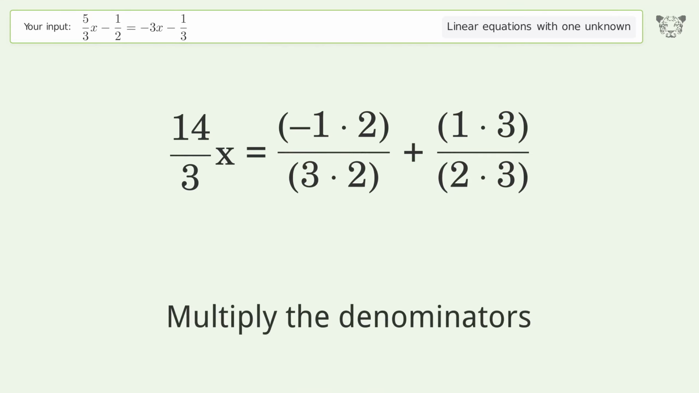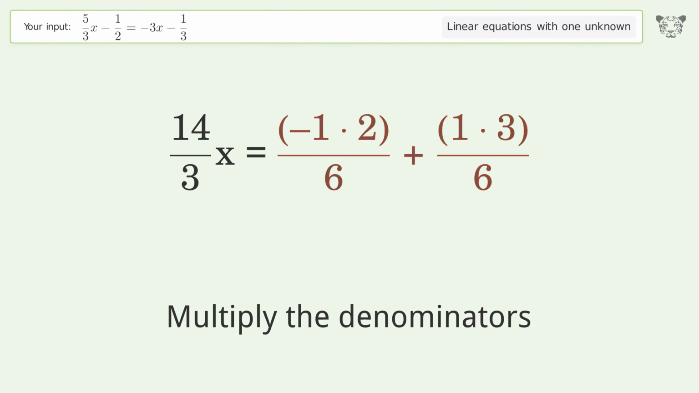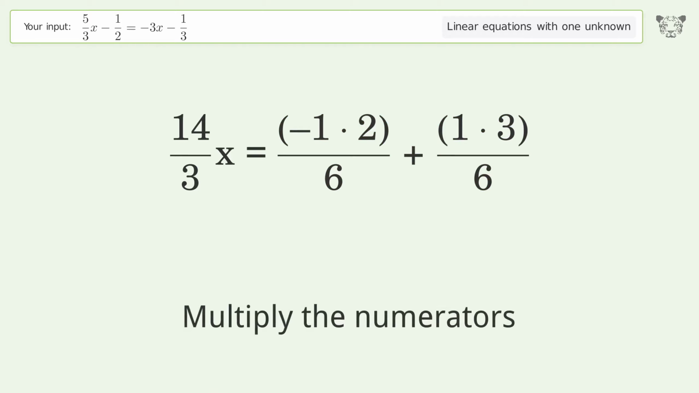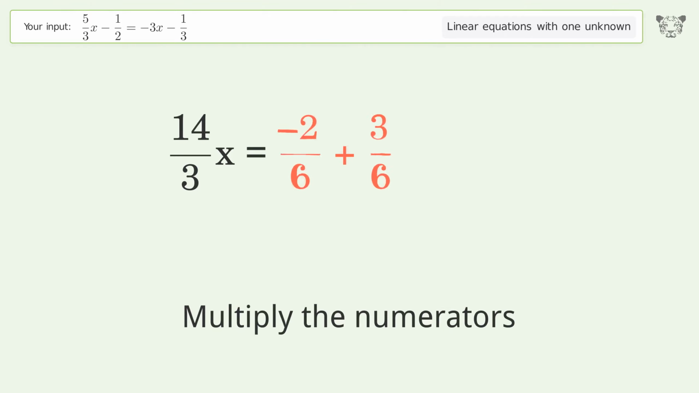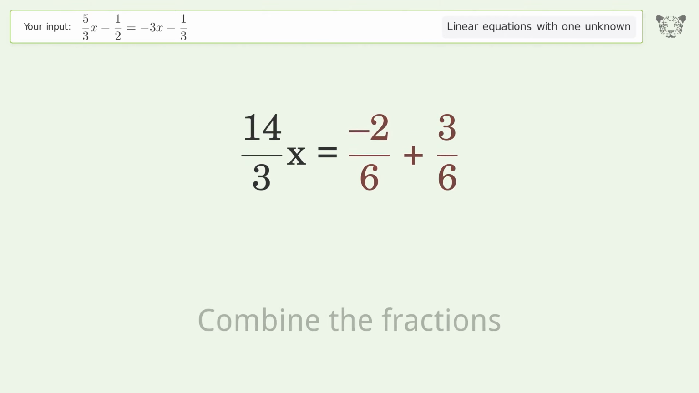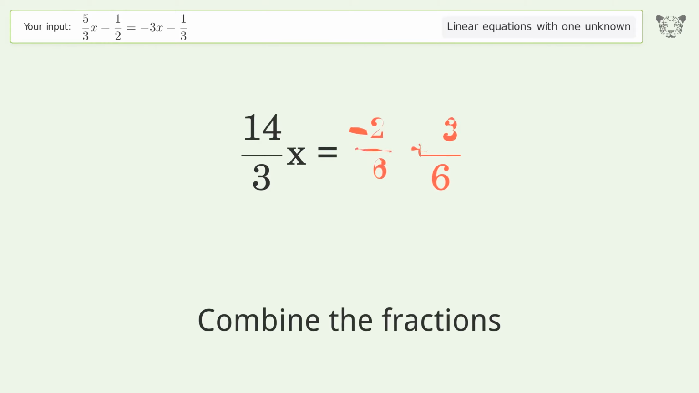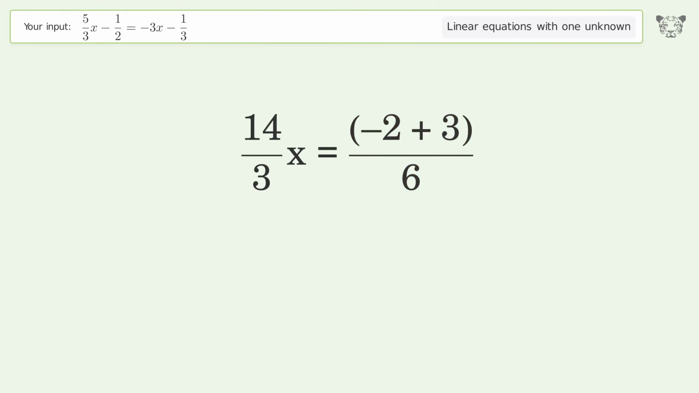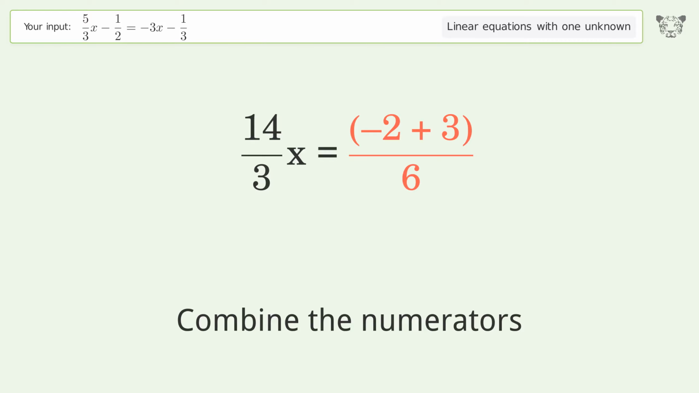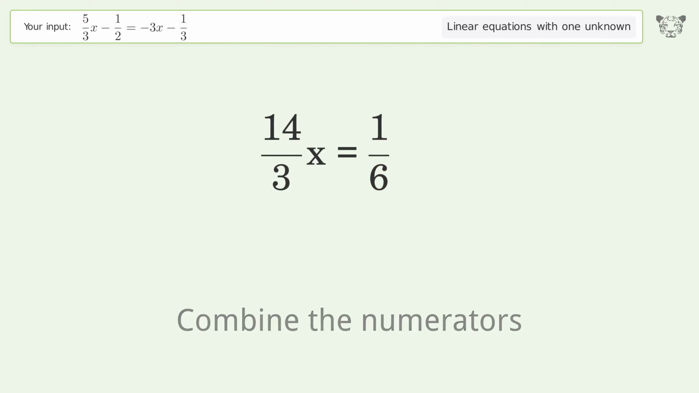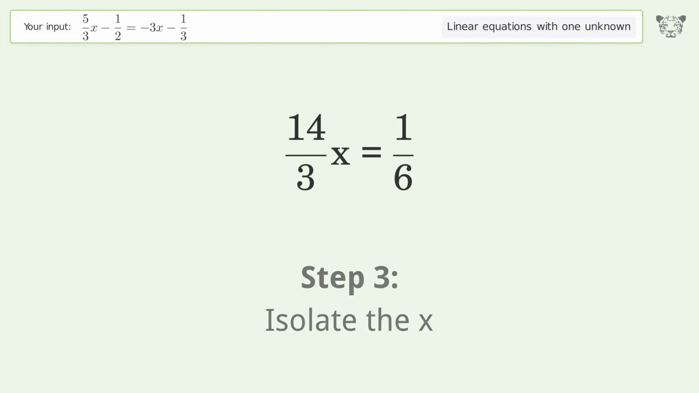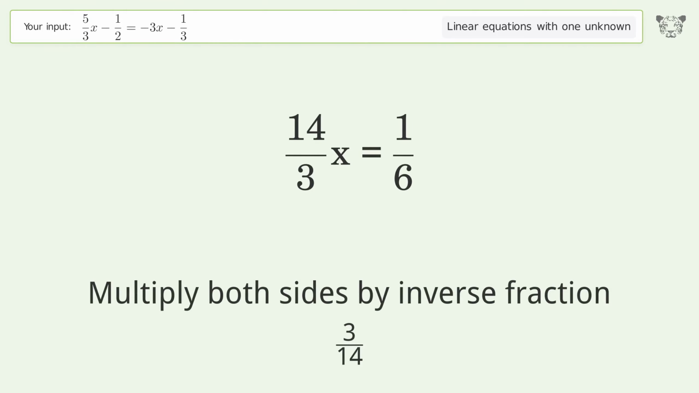Multiply the denominators. Multiply the numerators. Combine the fractions. Combine the numerators. Isolate the x. Multiply both sides by inverse fraction 3 over 14.